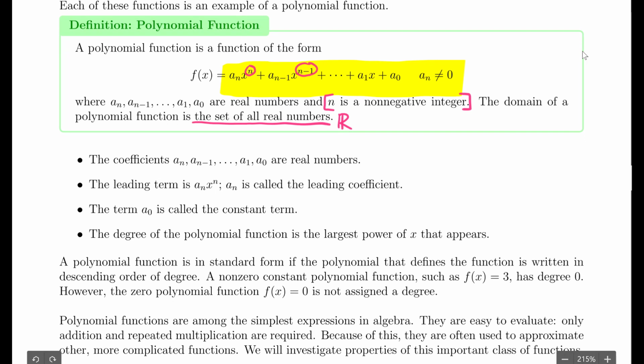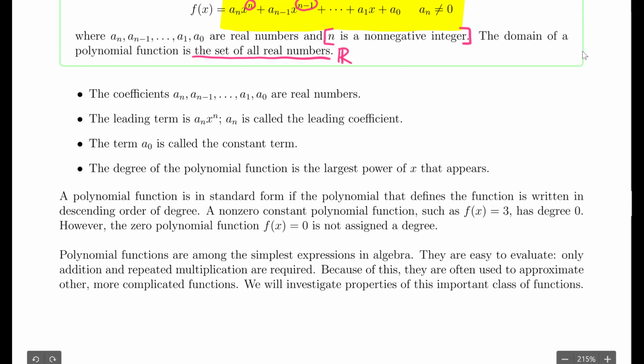Some key things to note about polynomials: the coefficients are going to be real numbers. The number that's in front of that highest degree term is called the leading coefficient. The term a sub 0 is the constant term. And then the degree of the polynomial is going to be the largest power of x that appears, or whatever your variable might be. So whatever the highest power is determines the degree of that polynomial.